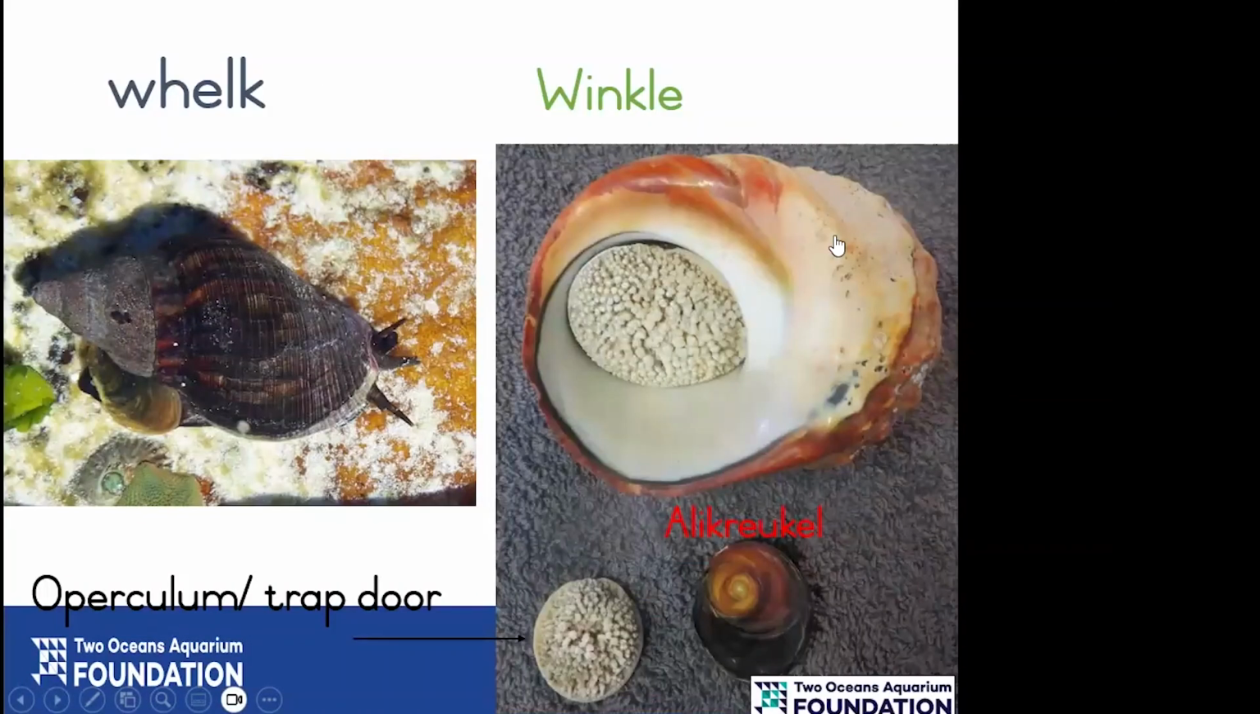Some other cool animals that we find in this environment, well, I think they're cool, are your winkles. These are your herbivorous sea snails or mollusks. They move across the environment looking for algae, and that's what they would feed on with their radula, a rasping tongue. And then the whelk is really a very interesting animal.